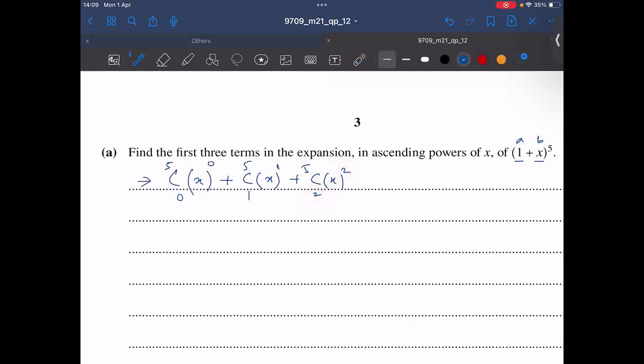Now, there's going to be 1, there's going to be 5x, and there's going to be 10x square. Clear?